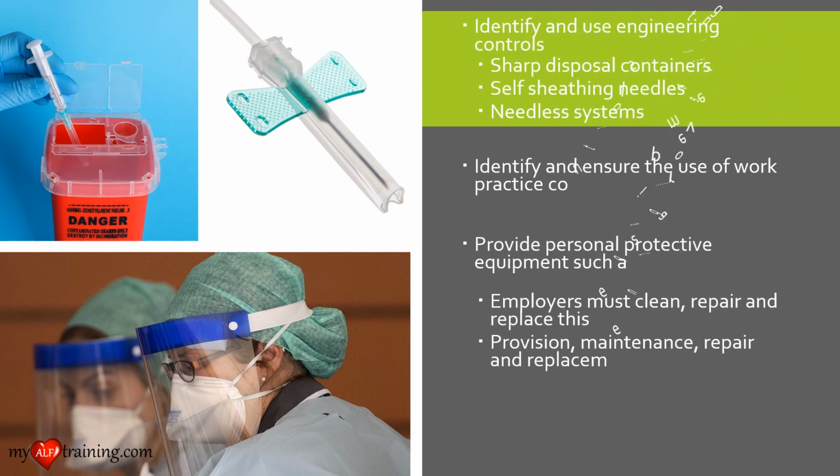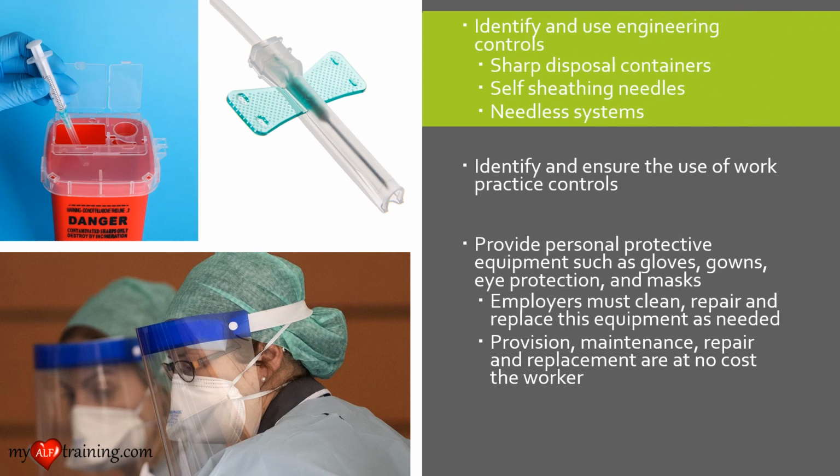Additional precautions include identifying and using engineering controls. This would be a sharps disposal container or self-sheathing needles and needleless systems. We're going to identify and ensure the use of work practice controls and provide personal protective equipment such as gloves, gowns, eye protection, and masks. Employers must clean, repair, and replace this equipment as employees need them. They must also have the provision, maintenance, repair, and replacement at no cost to the worker.